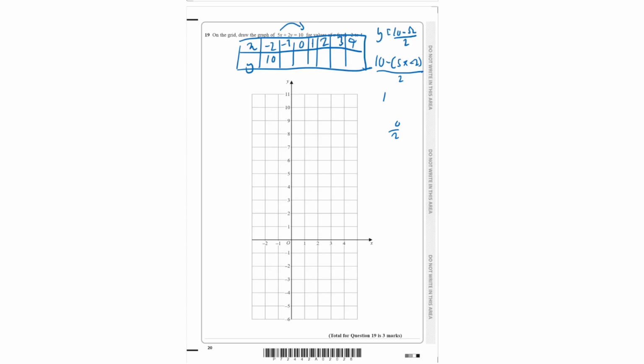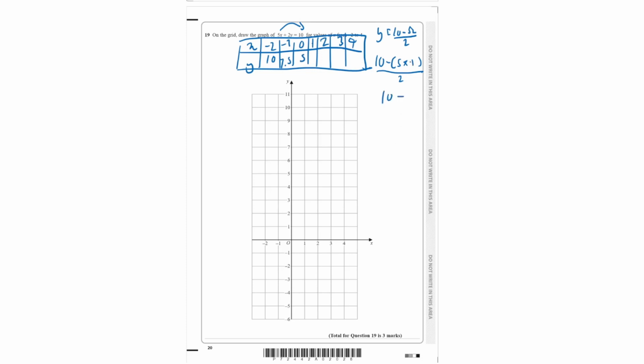Now moving on, our next value is -1. So 10 minus 5 times -1 is -5, divided by 2. When you minus a negative number, it simply adds. So 15 divided by 2 is simply 7.5. Now moving on to our next value, we have 0. So 10 minus 5 times 0 is 0, divided by 2. That's 10 divided by 2. So now that's 5.